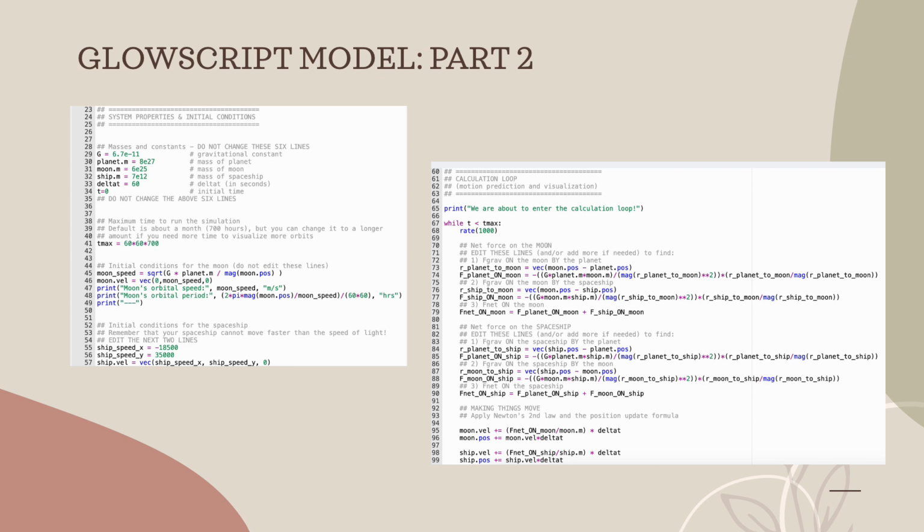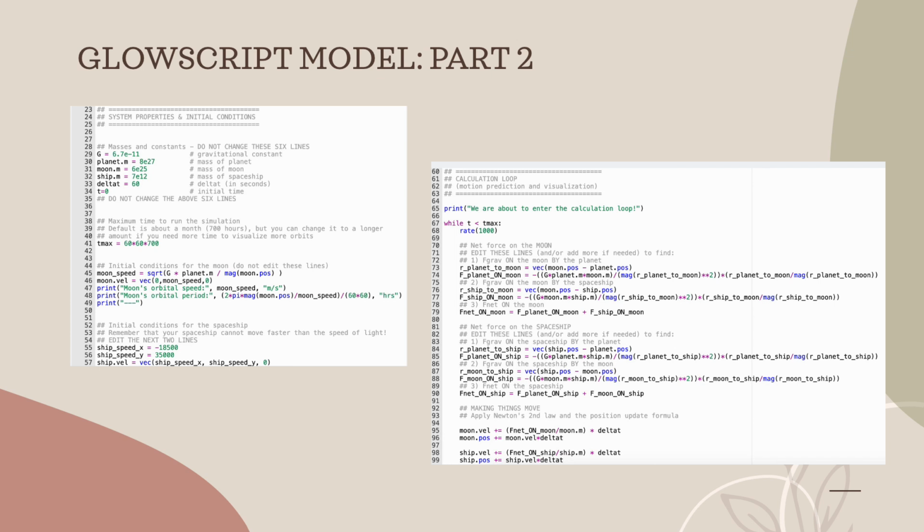Then we created a GlowScript model for part two, where we had the initial conditions, as you can see on the top of the left picture. So we had all the masses of the planet, moon, and ship, delta t, and then the gravitational constant. And then there were initial conditions for the moon and then the spaceship. And over here on the right side is where we edited the code.